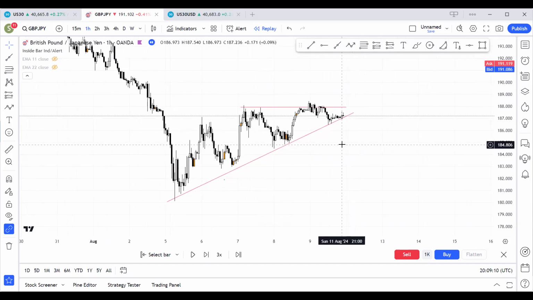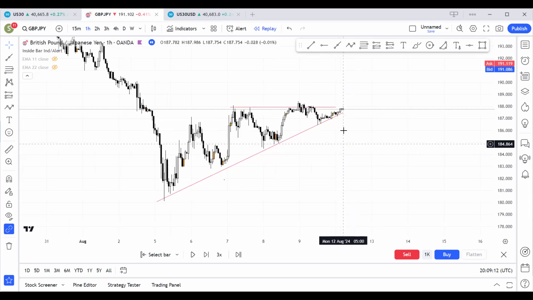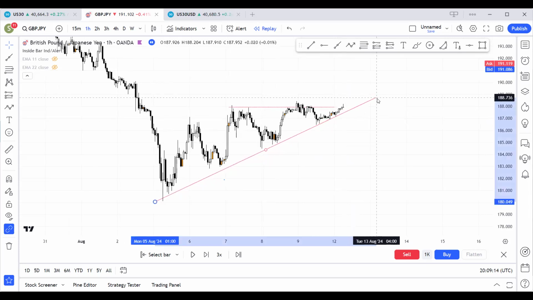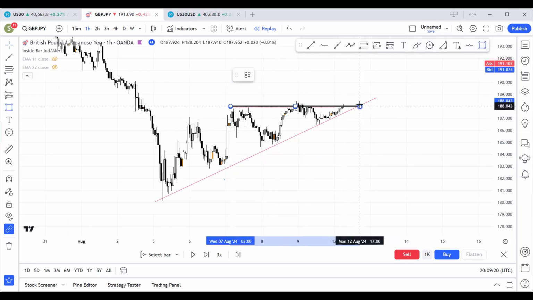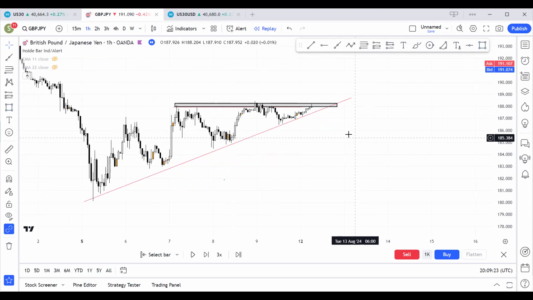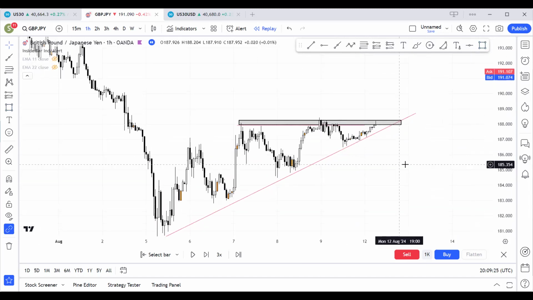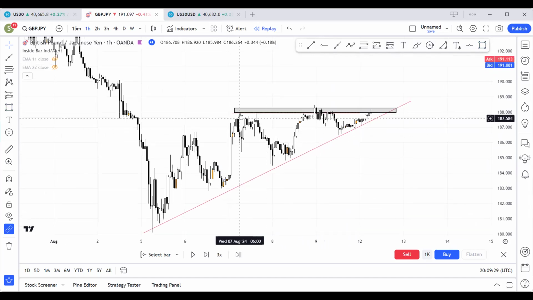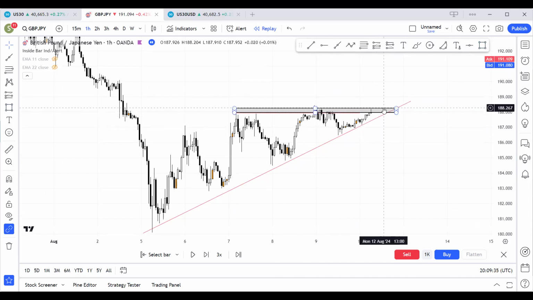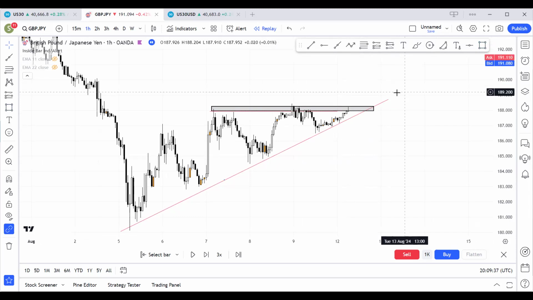So let's just see what happens here. Let me just extend this. Also, there's a strong support. Right now it is acting as a resistance because the market is below it. So it will become a support once the market breaks it.